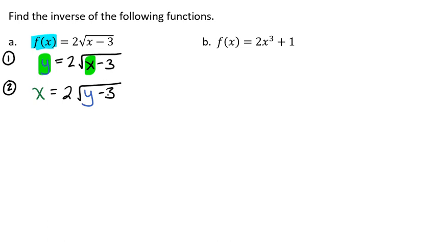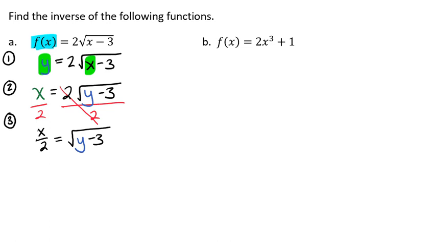Then once we've done that, our third step is going to be to solve for y. So the first thing we're going to want to do here is divide both sides by 2 to get rid of that 2. And that's going to leave us with x over 2 equals the square root of y minus 3. Now we need to think, how do we get rid of a square root? What is the inverse operation of taking a square root?